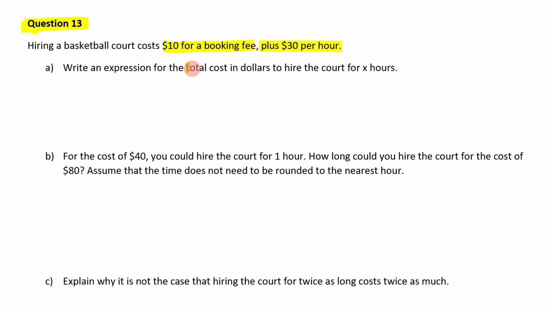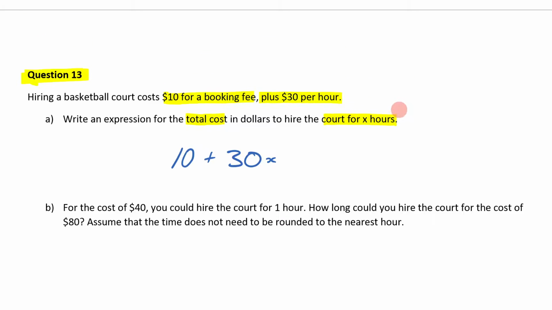Write an expression for the total cost in dollars to hire the court for X hours. Okay, so we know that it costs $10 for a booking fee. So if you want the court at all, it's going to cost you $10, and then you have to plus onto that $30 per hour. So obviously it's going to cost you more money if you use the court for longer. So we can kind of picture this already in our heads.